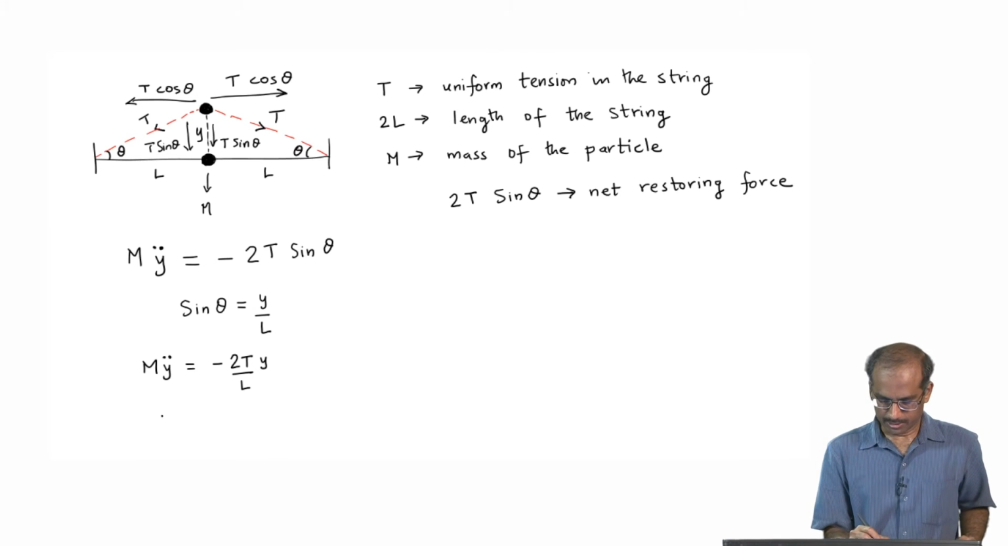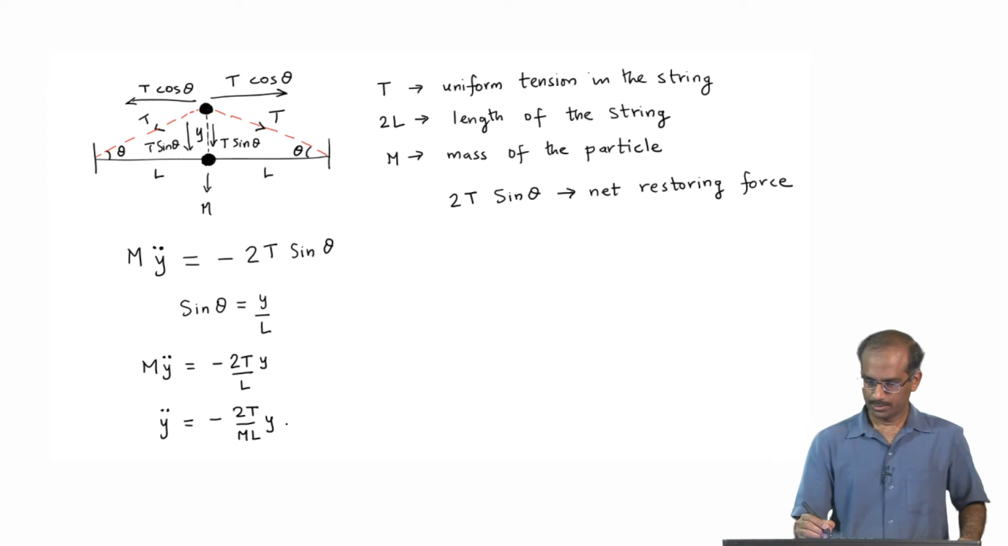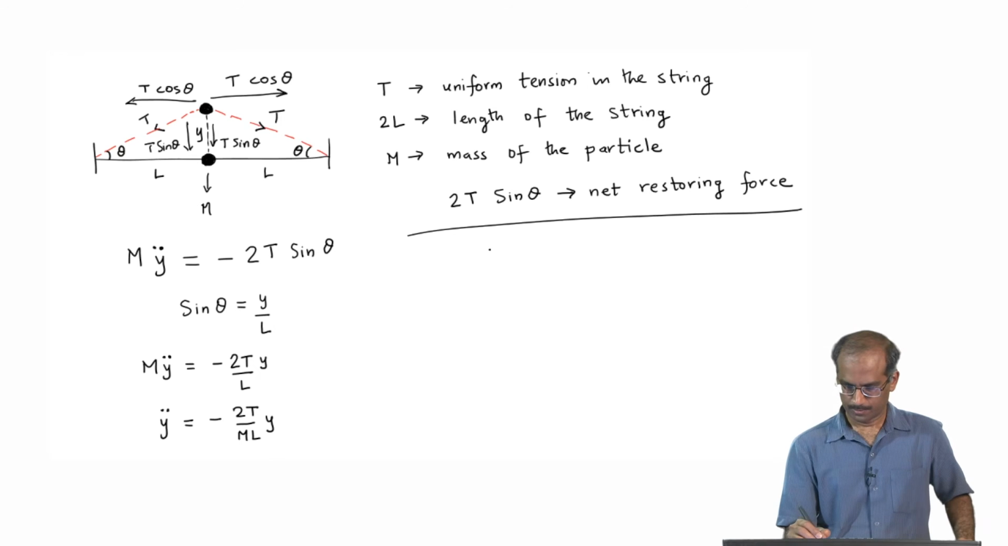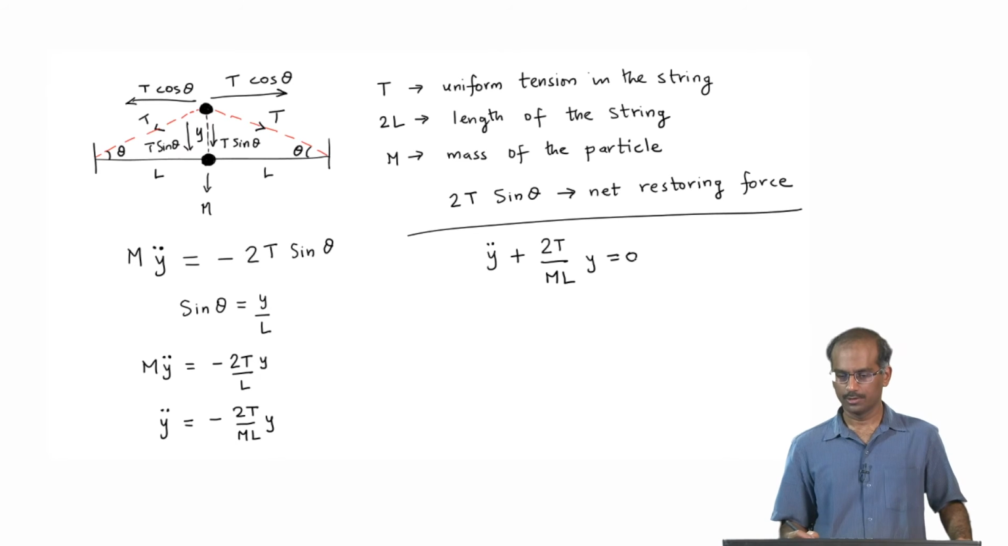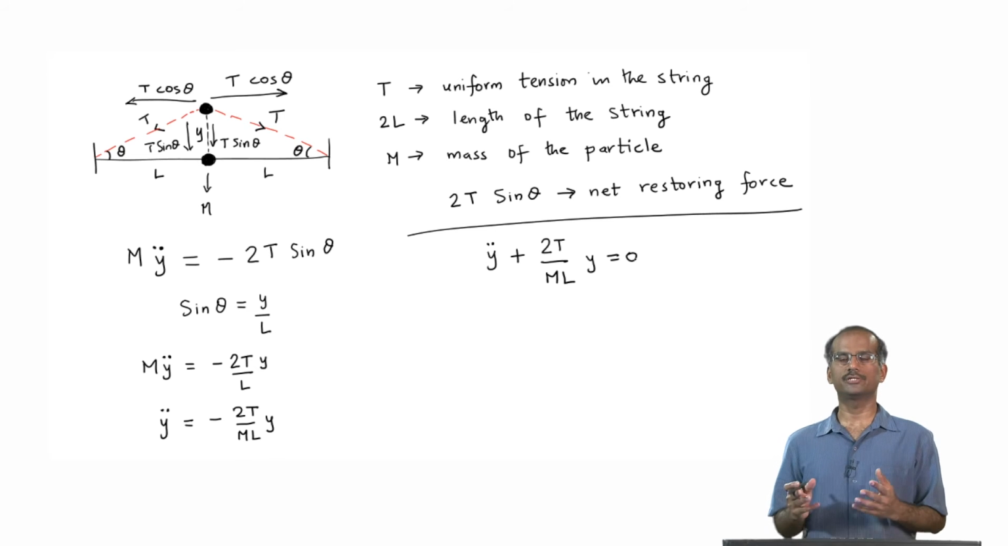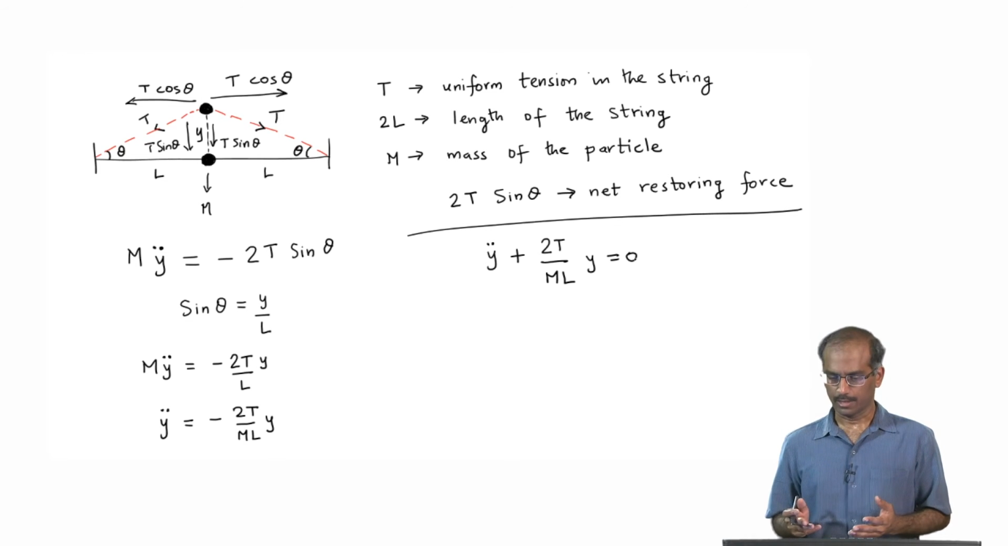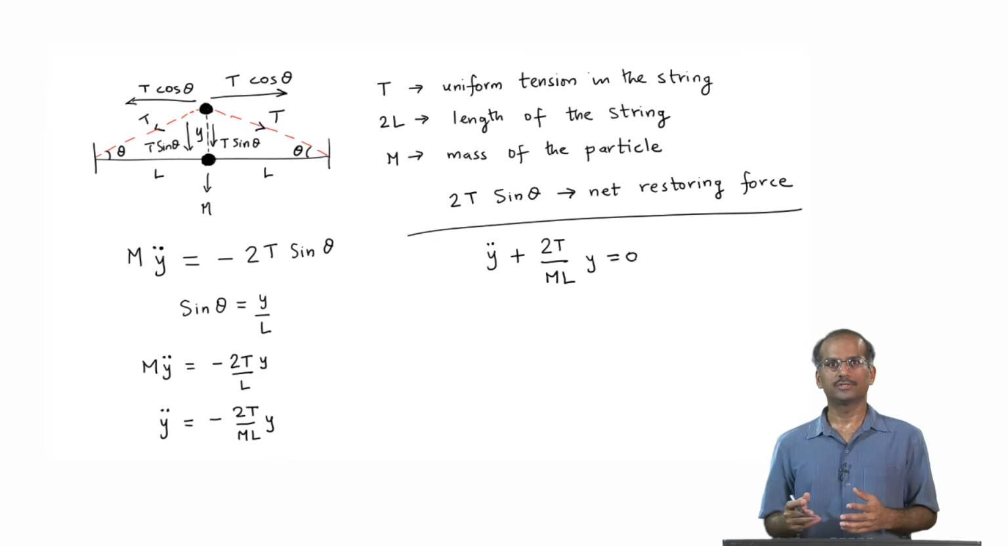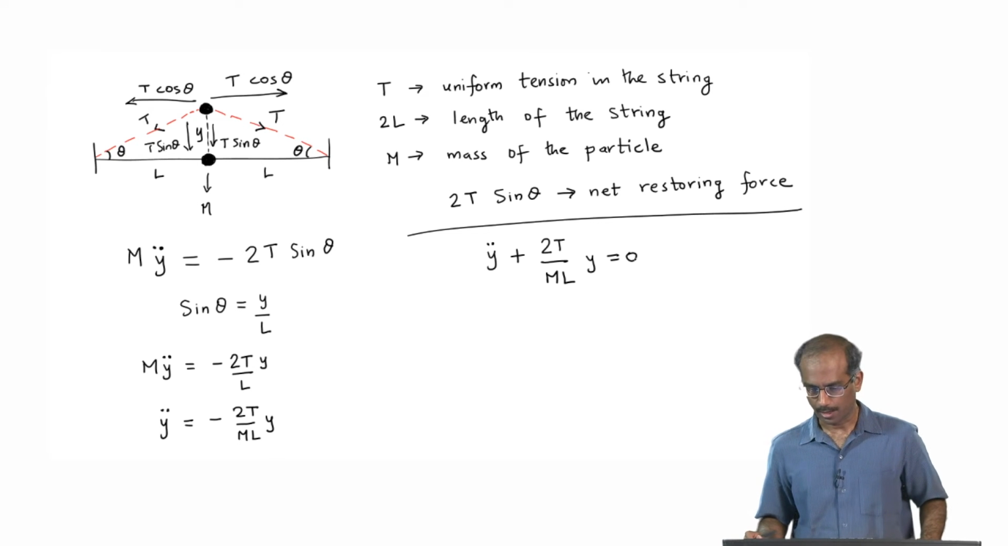and I can rearrange this equation. So, that will give me y double dot equal to minus 2 T by m L into y, that is, y double dot plus 2 T divided by m L into y is equal to 0. So, once again what we have obtained is an equation of motion that looks identical to the generic equation for simple harmonic motion.